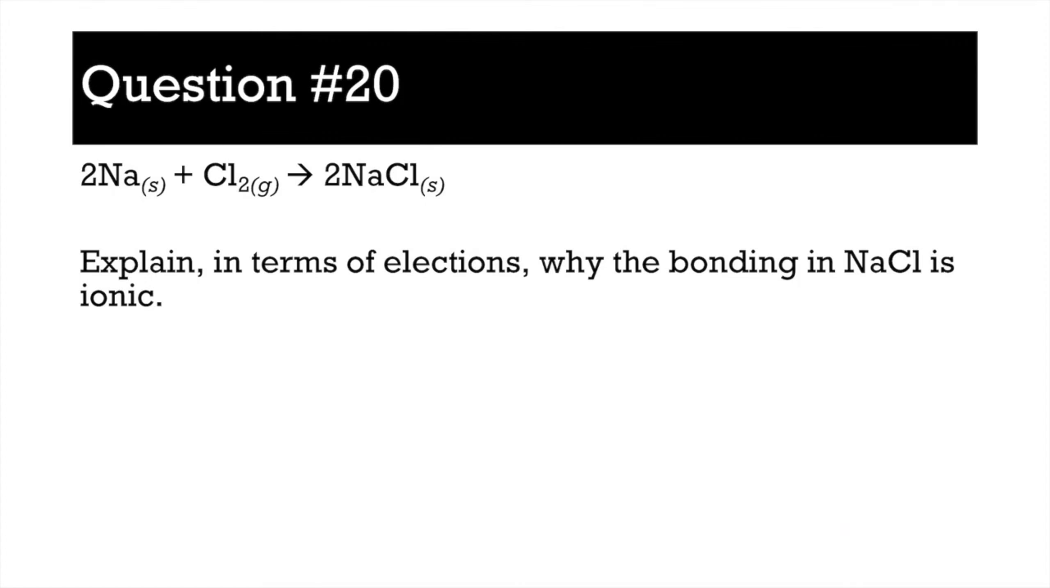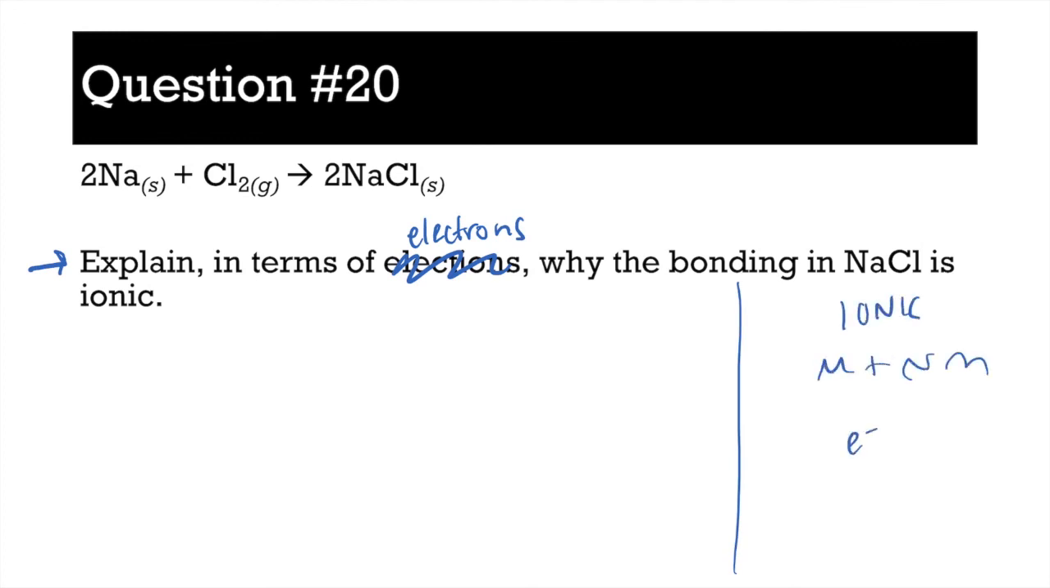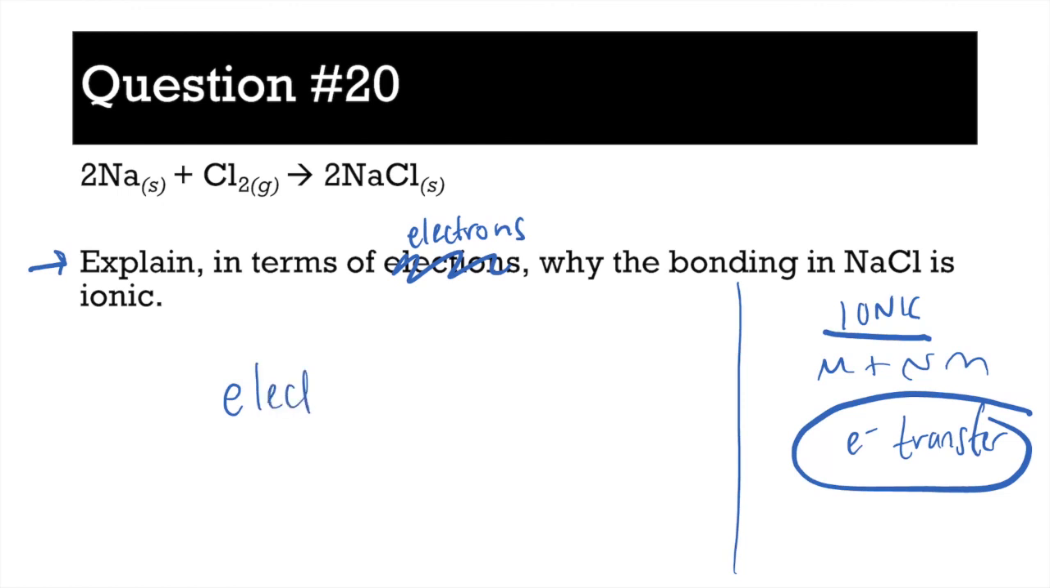Okay. Lastly, again, you're given this equation. It doesn't really matter. The question here, though, is explain, in terms of electrons, why the bonding in NaCl is ionic. So again, when we talked about ionic, there's a few things that we need to know. Ionic bonds is a metal plus a nonmetal, and electrons are transferred. So when we're talking about this question, it says in terms of electrons, why is this ionic? So all you need to say is electrons are transferred. That's enough to get you the points.